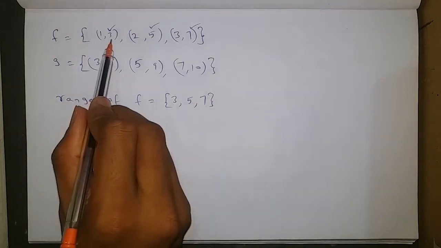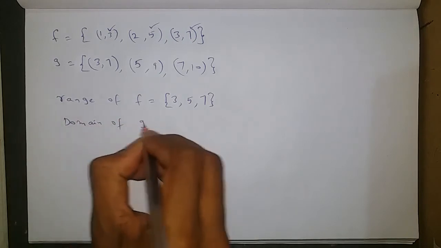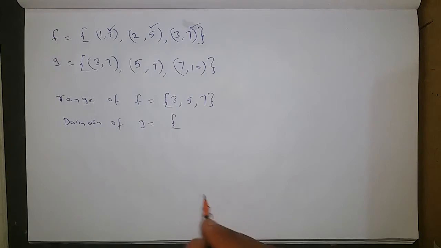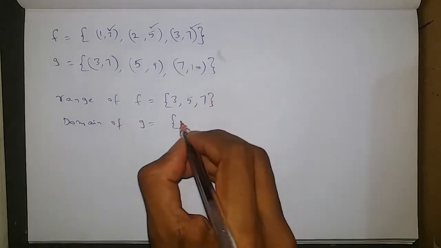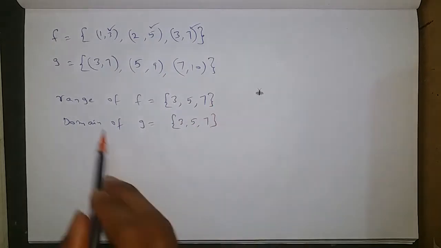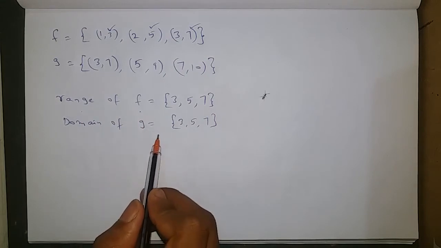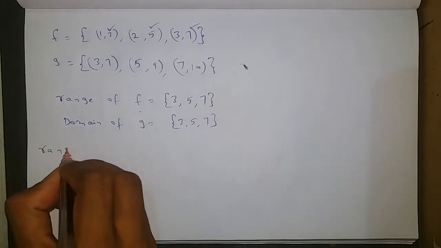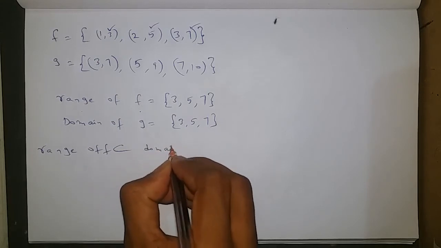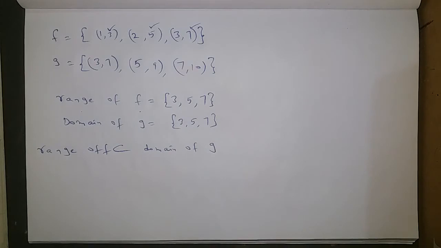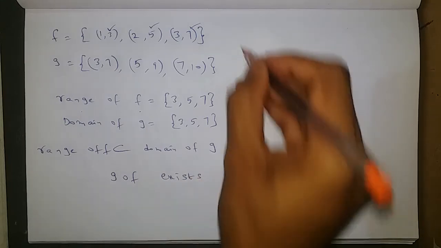Then, since we are writing the range of f, we need to write the domain of g. The domain is nothing but the first elements. So that is 3 comma 5 comma 7. The range of f is a subset of the domain of g. So then in reverse, g of f exists.